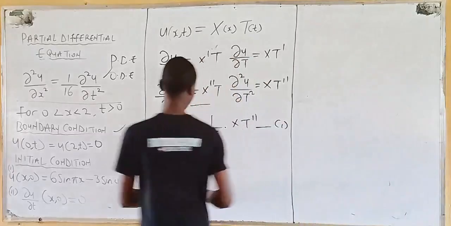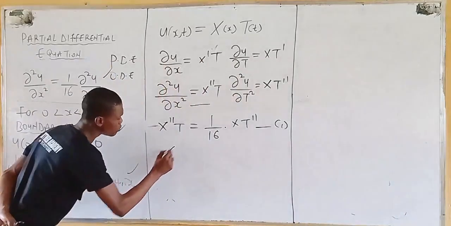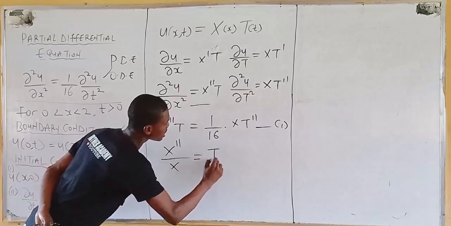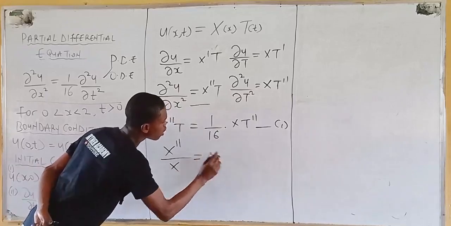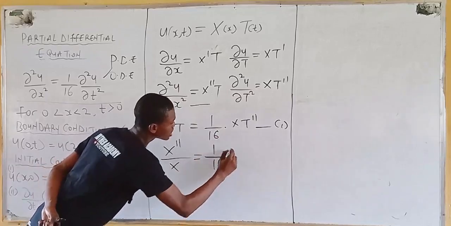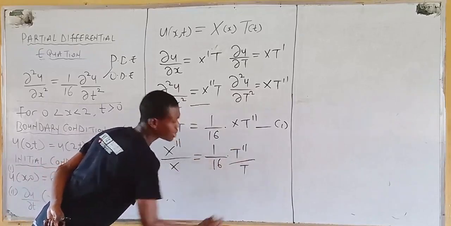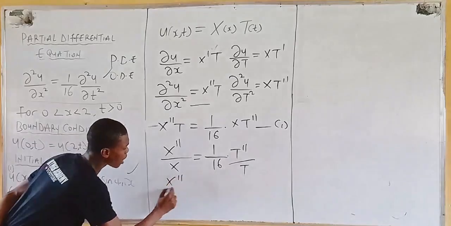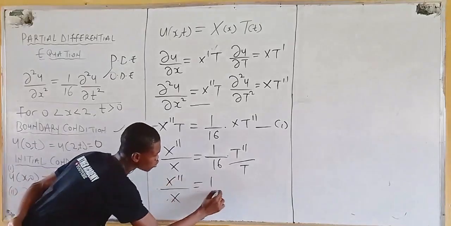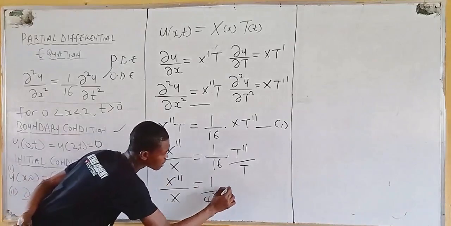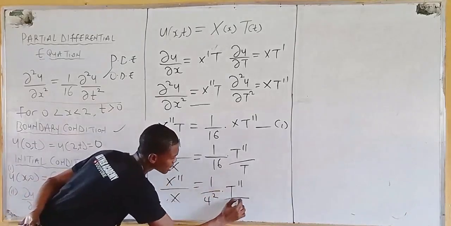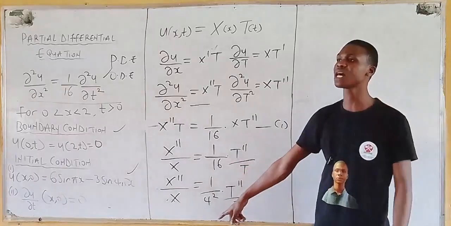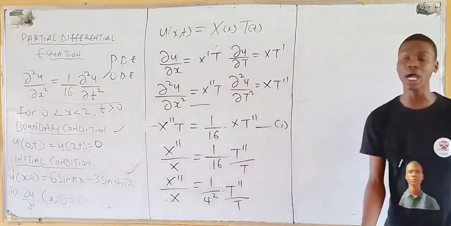So meaning from equation 1, implementing separable variables, it becomes X double prime over X equals T double prime over 16T, right? Moving on, this can be written as X double prime over X equals 1 over 4 squared multiplying T double prime over T. Take note, or observe, that 16 has been written as what? 4 squared. The question is why?